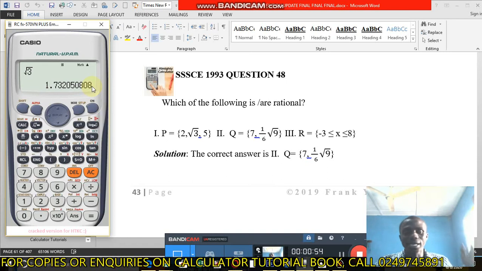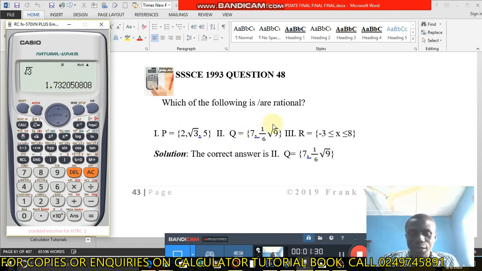Very good. Now, all you are seeing here is an irrational number. It is moving to infinity. It is not terminating. It never terminates. Now, do you know what is happening? We say that the root of every prime number is an irrational number. So, immediately you see a prime number inside a root sign, you know that that number is what? Irrational. And we have been asking the question, which of the following is a rational number? So, the root 3 disqualifies the set I from being a rational set.